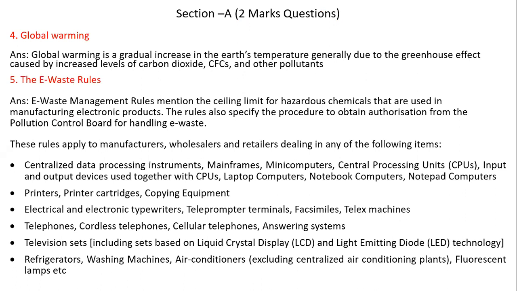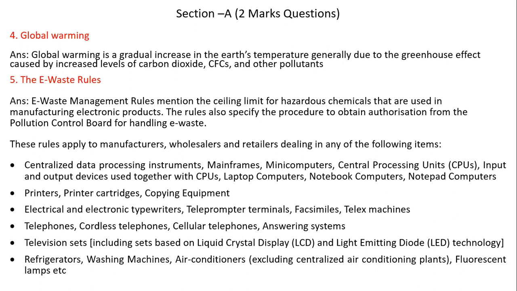The fourth question is global warming. What do you mean by global warming? Global warming is a gradual increase in the earth's temperature. It is generally due to the greenhouse effect caused by CFC gases, such as those used in refrigerators and air conditioners, which are called chlorofluorocarbon compounds. Apart from that, you also have methane, and other pollutants such as carbon dioxide. So this is what you mean by global warming.